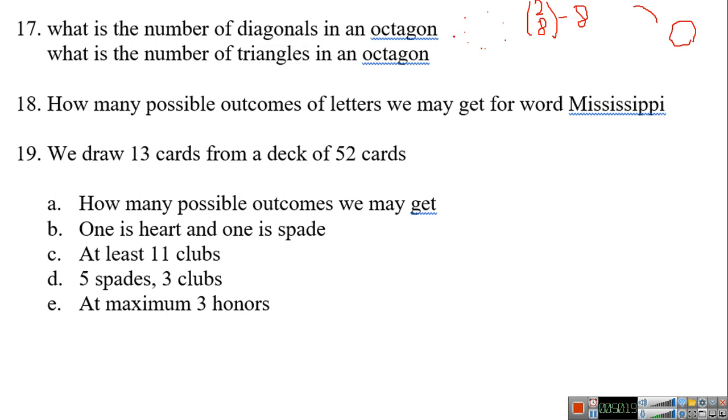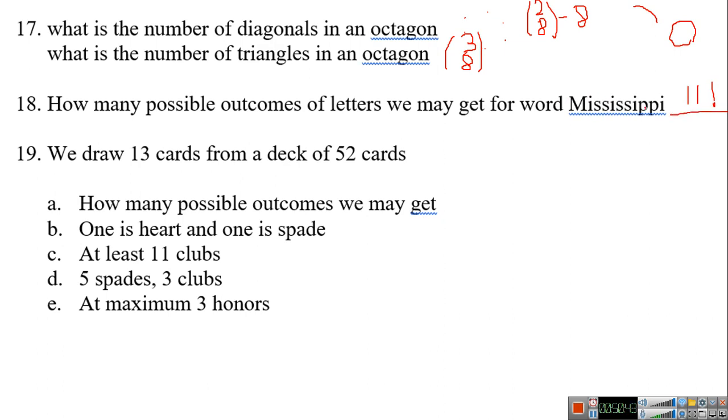How many triangles? Triangles, you need 3 vertices, so 3 out of 8. Now, if you have in the set like this, how many ways can we write this word? This is very simple. You count the letters 1, 2, 3, 4, 5, 6, 7, 8, 9, 10, 11. 11 factorial. You have factorial in the calculator also in probability.